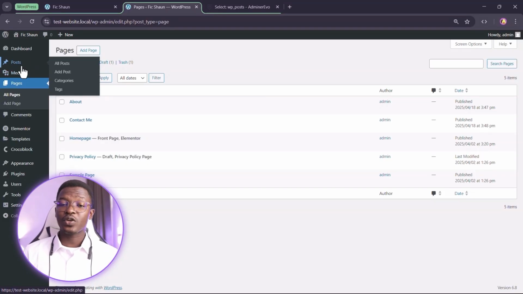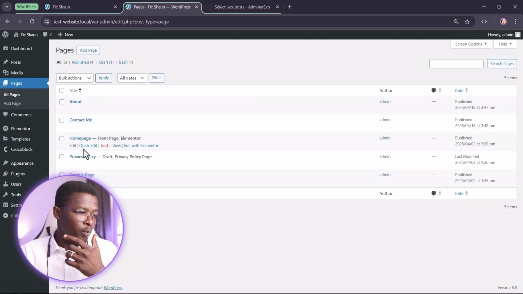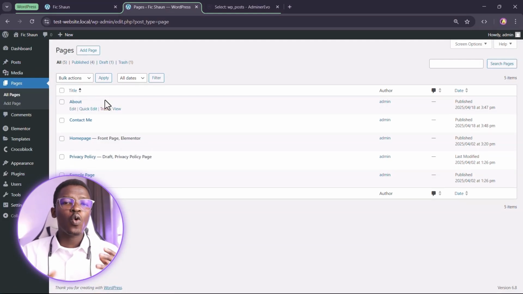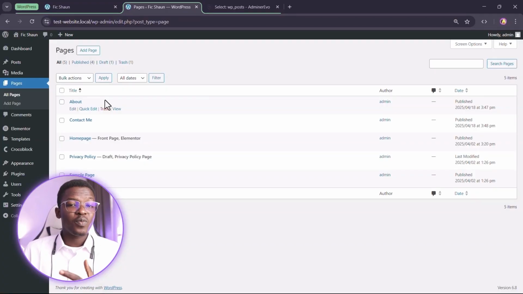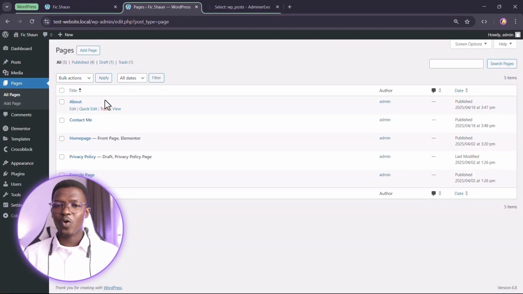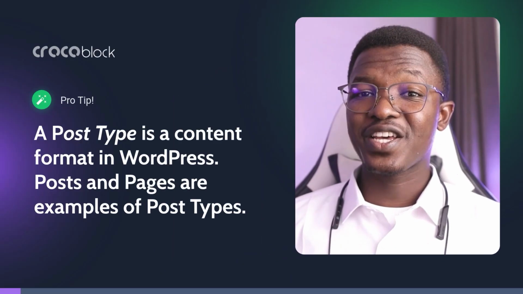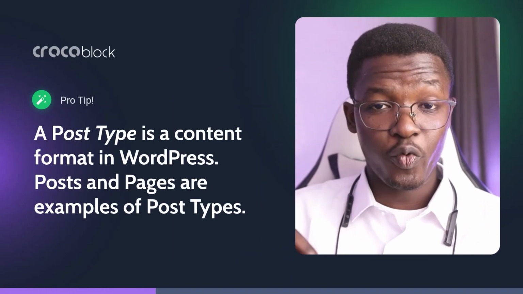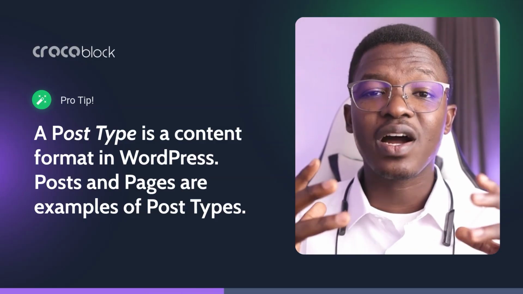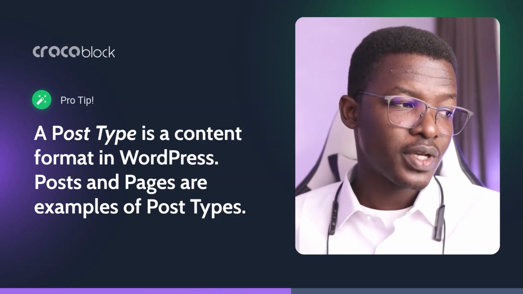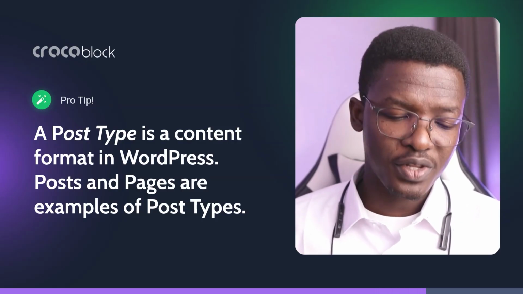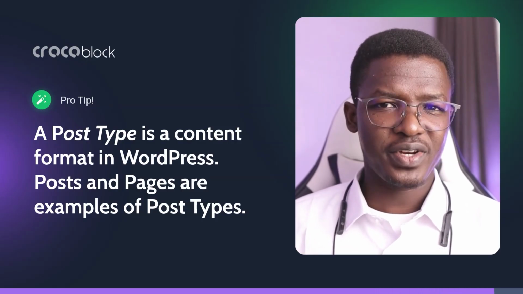Then if we need to create pages, such as what we have as our home page, our privacy policy page and other such pages, that will also be created as a post type of what? Of pages. Now, what does that tell you? That tells you that a post type is a content format inside of WordPress that determines how content is structured. And on your dashboard, you can very easily tell one post type from the other. This is very, very nice.